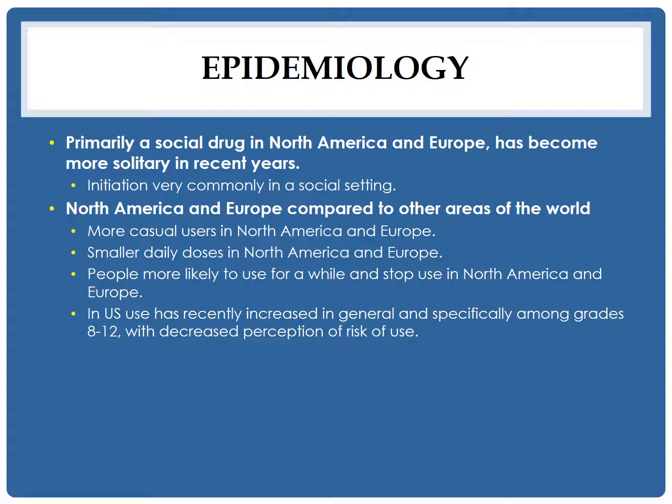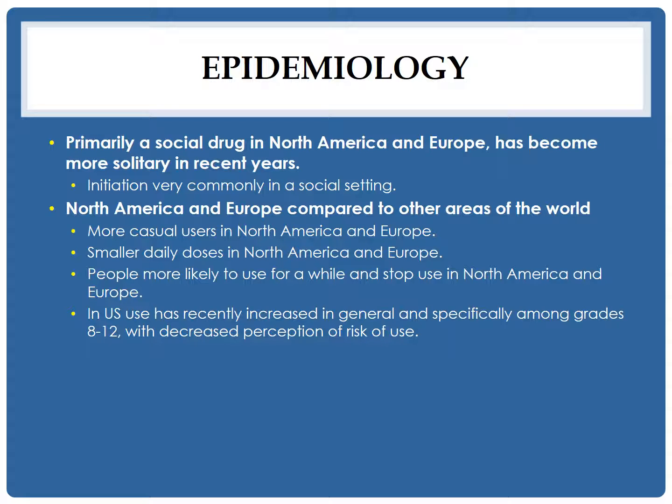You know that people self-administer marijuana. Marijuana is primarily a social drug in North America and Europe. Especially it has been, although it has become more solitary in recent years. Specifically, initiation is very commonly done in a social setting. Very few people try it for the first time by themselves. In North America and Europe, there are a lot of casual users compared with very few casual users in some other countries.